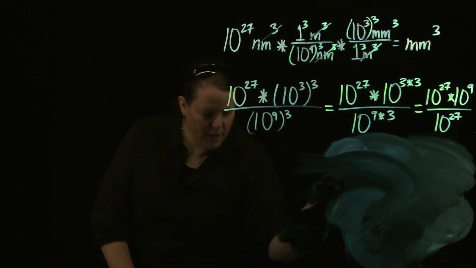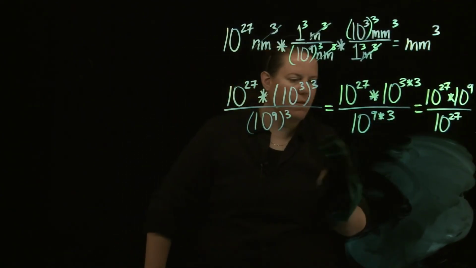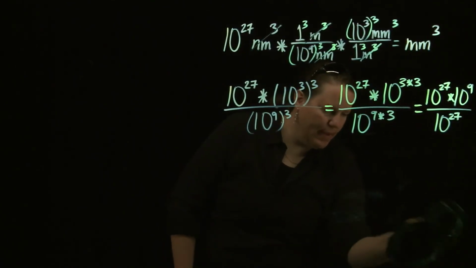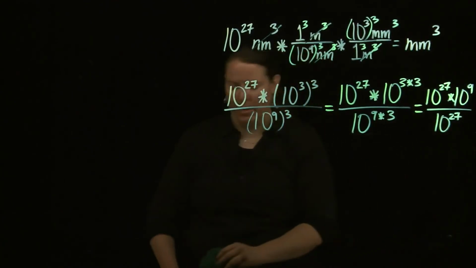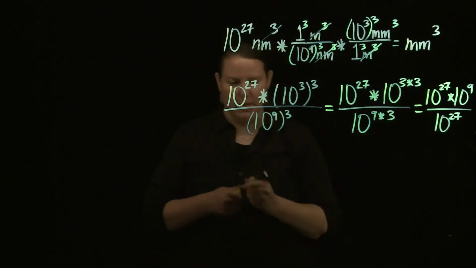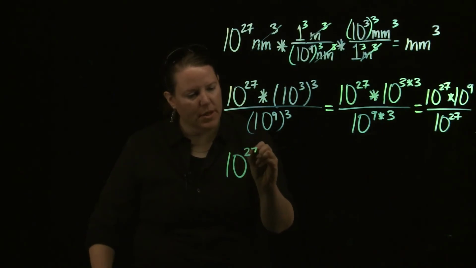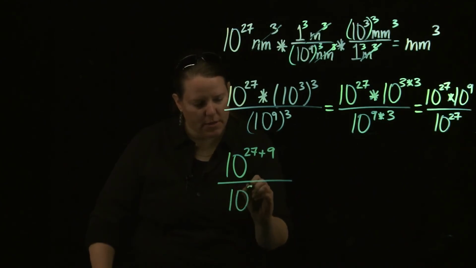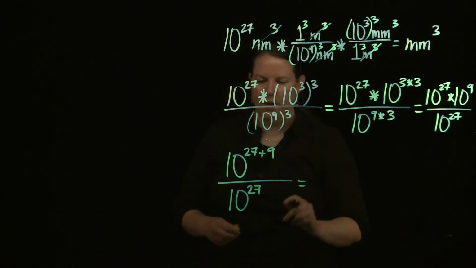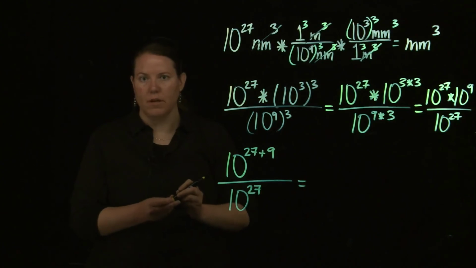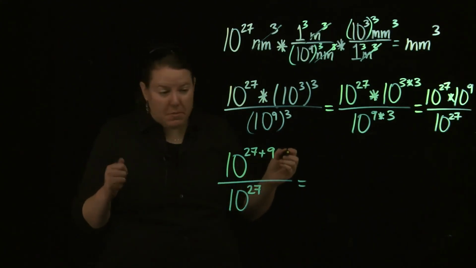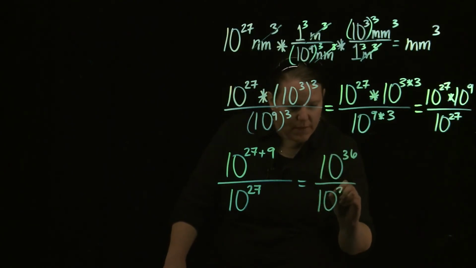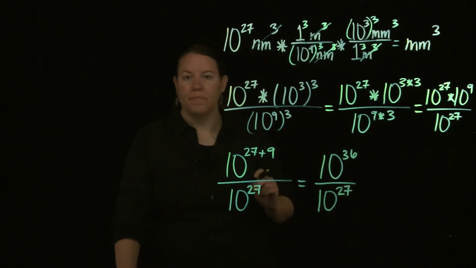But if you don't want to do that, you don't have to. You could use your exponent rules and say instead, okay, these two have the same base. So this would be 10 to the 27th plus 9 over 10 to the 27th. All right, what's 27 plus 9, right? That's 36 maybe? 10 to the 36th divided by 10 to the 27th, right?